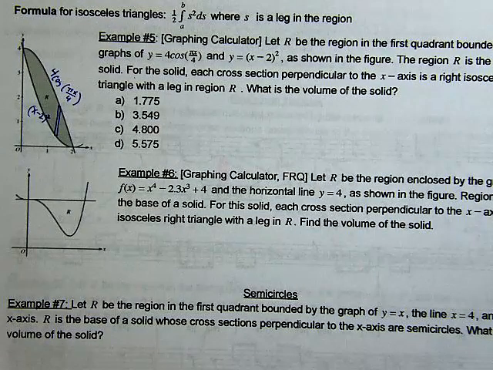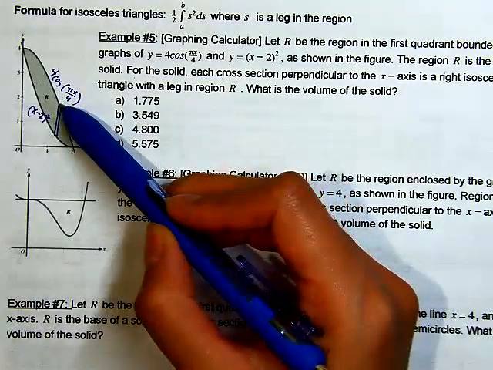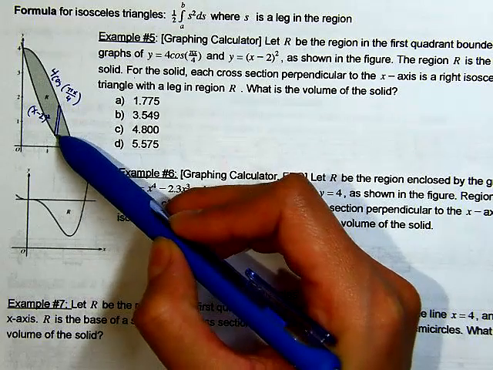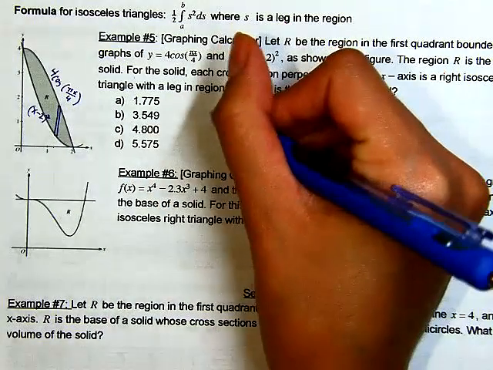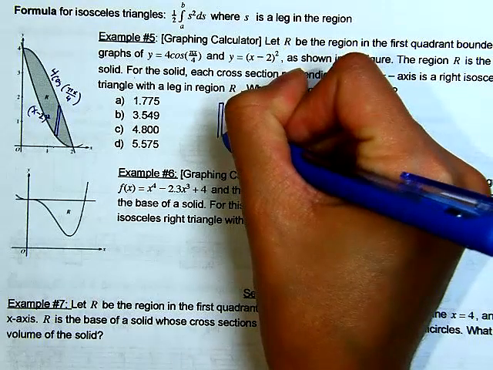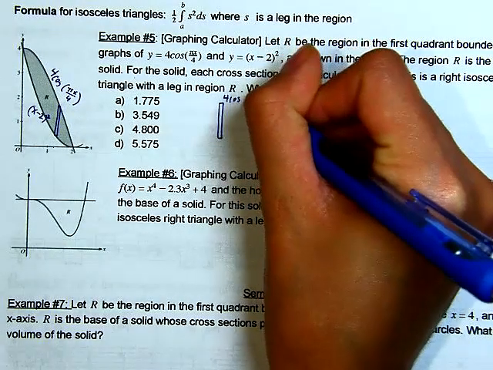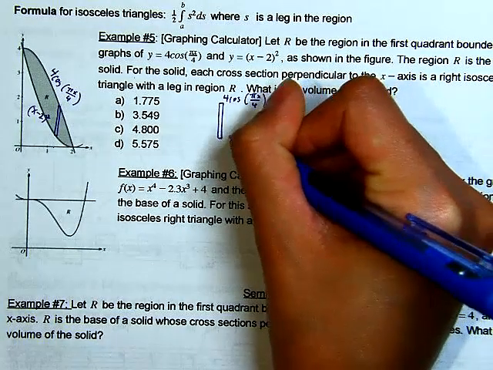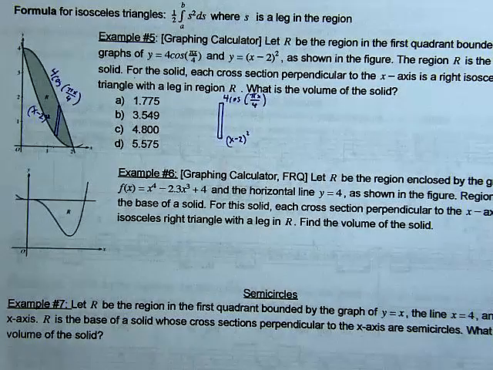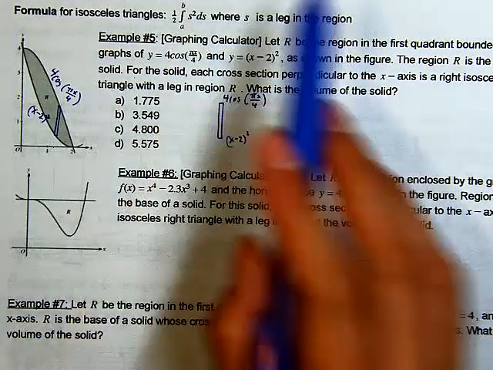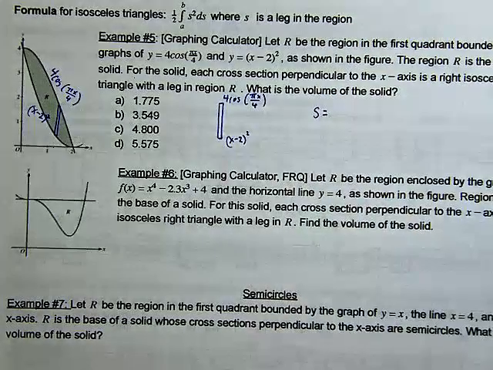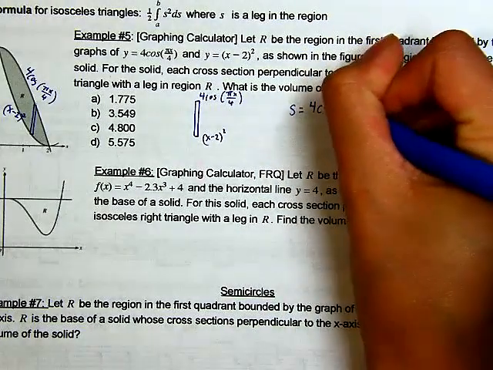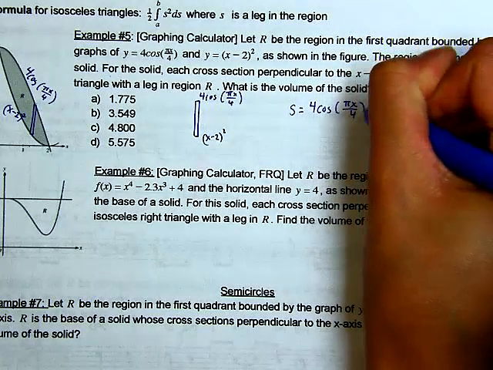And this time we can use what we did a couple lessons ago, where we will need to do top y minus bottom y because it doesn't go all the way down to the x-axis. So if I were to draw the slice over here, my top y would be the 4 cosine pi x over 4. My bottom y would be x minus 2. So let's go ahead and use the formula. This time s is top y minus bottom y.